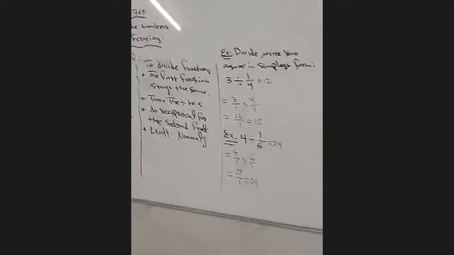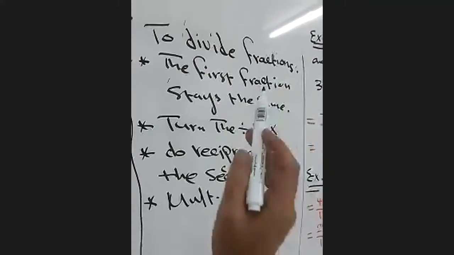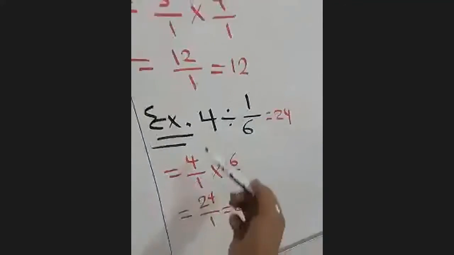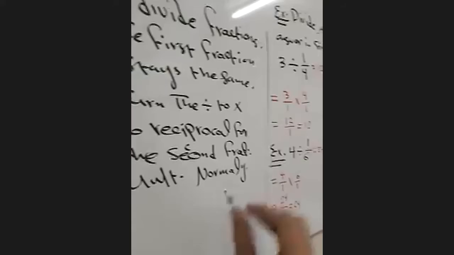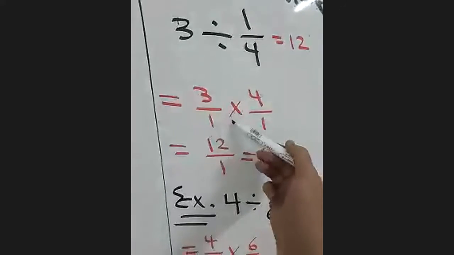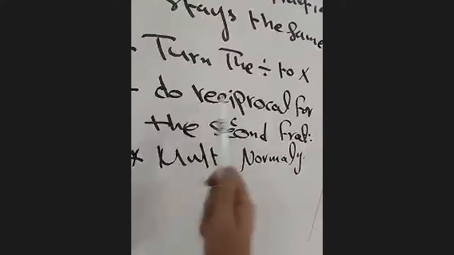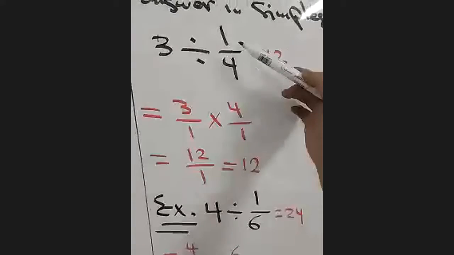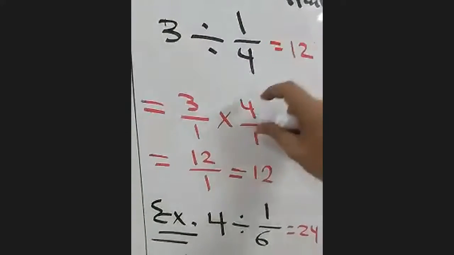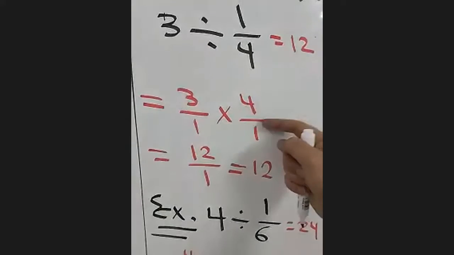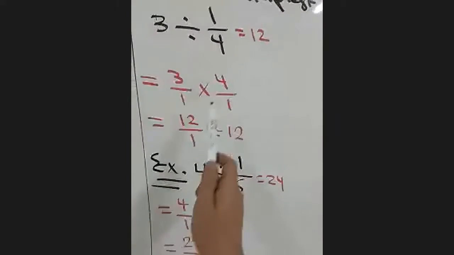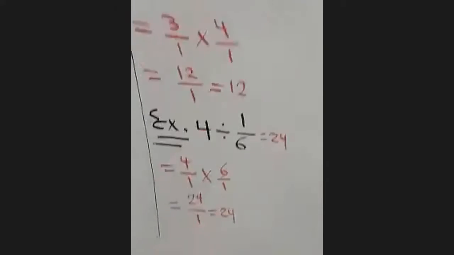I'll repeat the whole idea now. To divide fractions, the first fraction or whole number, if it's a whole number, we make it a fraction by putting it over 1. It stays the same. Then we turn the division to multiplication. Then we do reciprocal for the second fraction. What's the reciprocal? We flip it. 1 over 4 becomes 4 over 1. The last step, multiply normally and simplify. 3 by 4 is 12, 1 by 1, 1, 12 over 1 is 12. Same idea here.